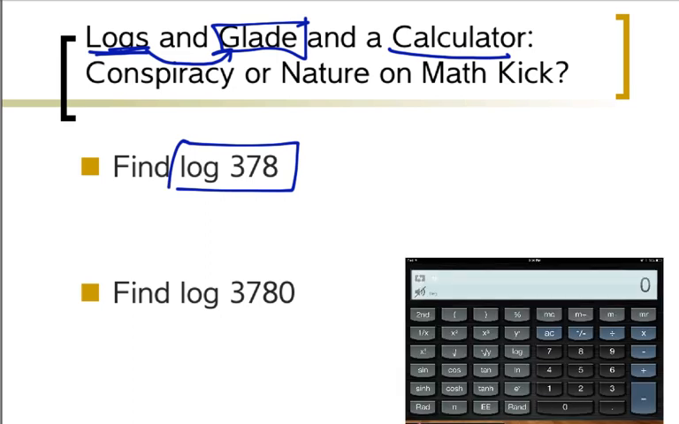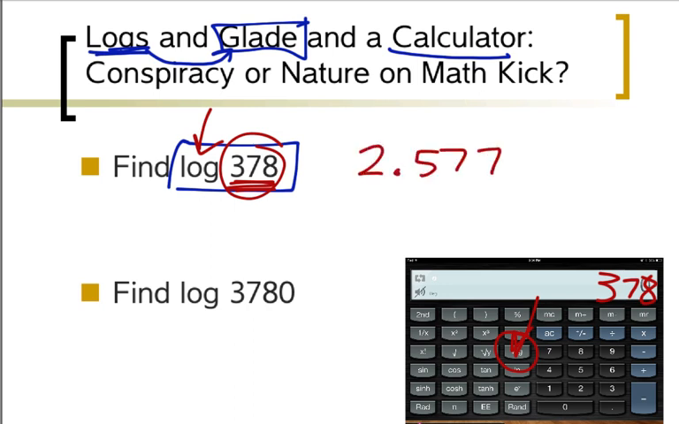So now there's two types of calculators. There's the calculator that is found on the iPhone or iPad, and these are what I call the junky or just terrible calculators. The reason why is because you actually need to push 378 first. So right here it needs to say 378, and then you push the log button. When you push the log button, you should end up with 2.577.